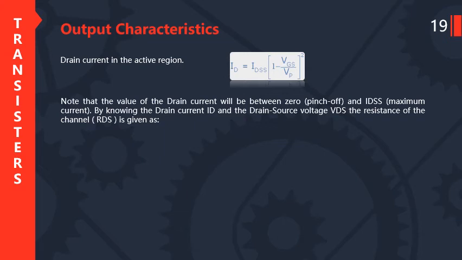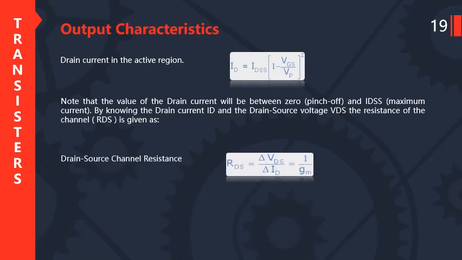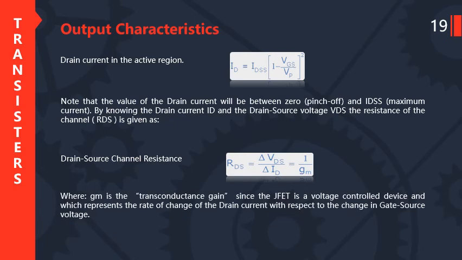By knowing the drain current ID and the drain source voltage VDS, the resistance of the channel RDS is given as RDS is equal to del VDS divided by del ID, which is equal to 1 upon Gm, where Gm is the transconductance gain. Since the JFET is a voltage controlled device, it represents the rate of change of the drain current with respect to the change in gate source voltage.